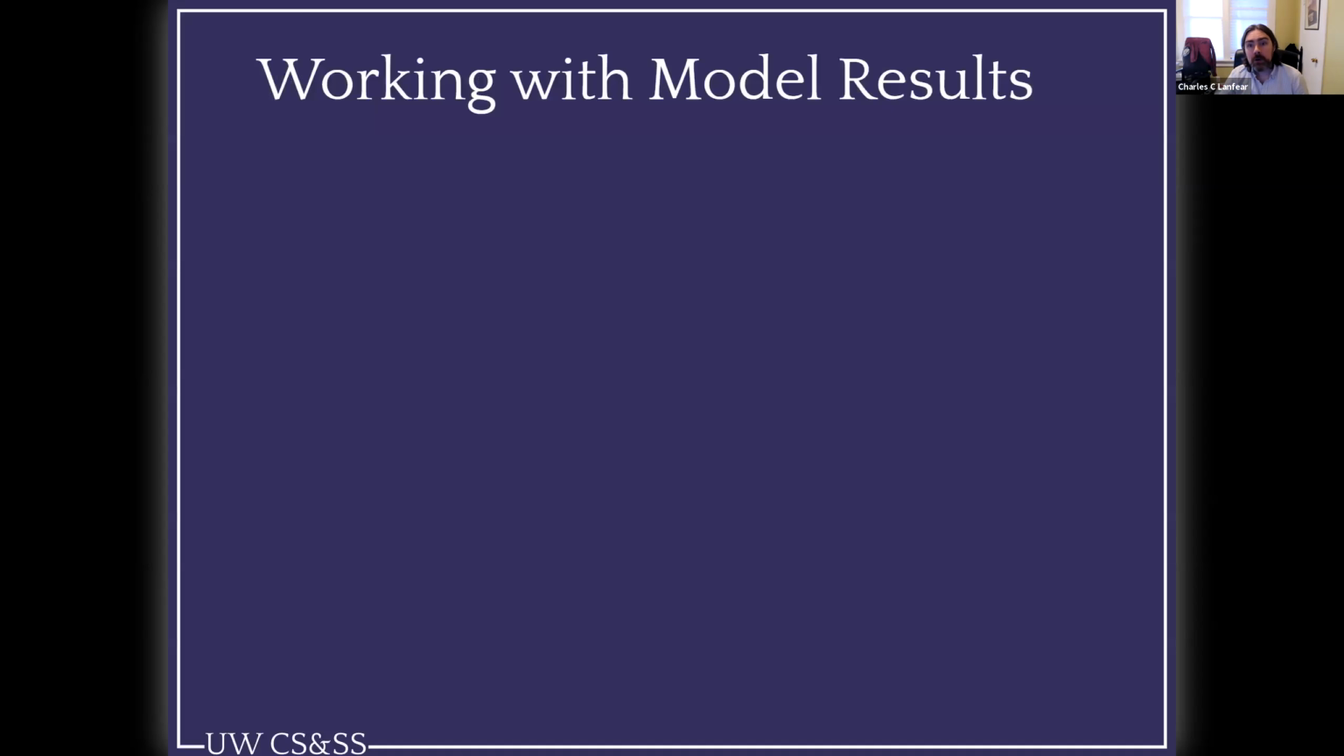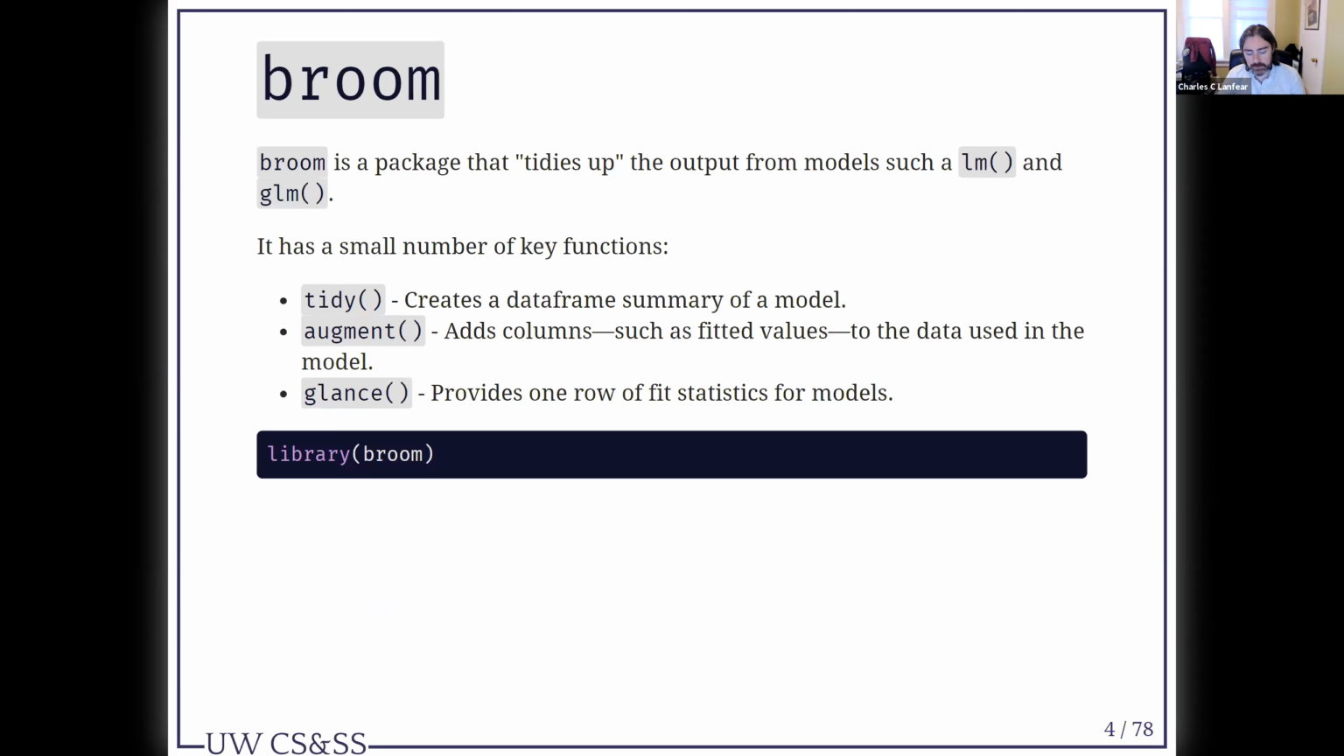Okay. So first thing is working with model results. Broom is a handy little package that I think gets installed by default when you install the tidyverse. Broom is a package that tidies up output from models you run, and it tidies up the output from almost every imaginable package. All the common packages and even fairly niche packages can be tidied up using Broom. So Broom has 3 main functions I'm going to talk about. The first one, tidy, is the main one.